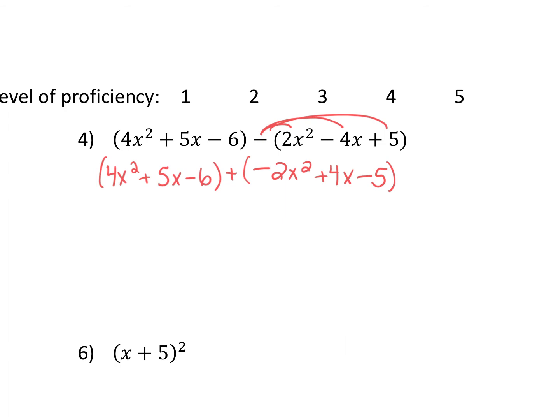And now I can say, okay, 4x squared plus negative 2x squared is going to be 2x squared. 5x plus 4x is going to be 9x. And negative 6 plus negative 5 is going to give me negative 11. And so that would give me my final answer for number 4.